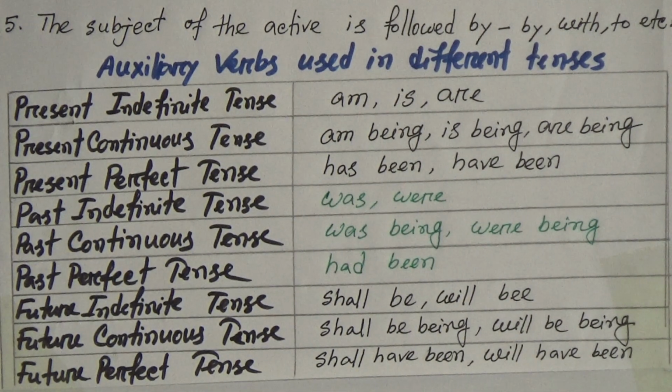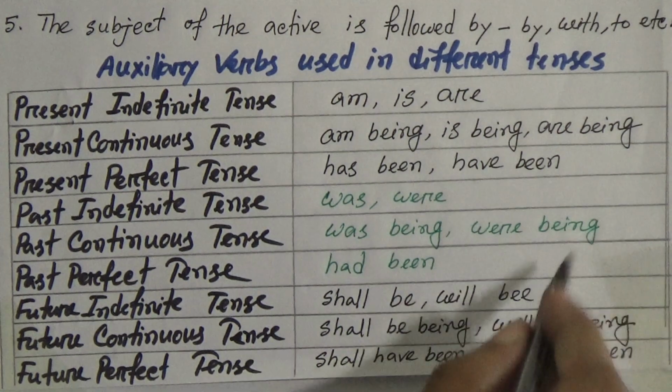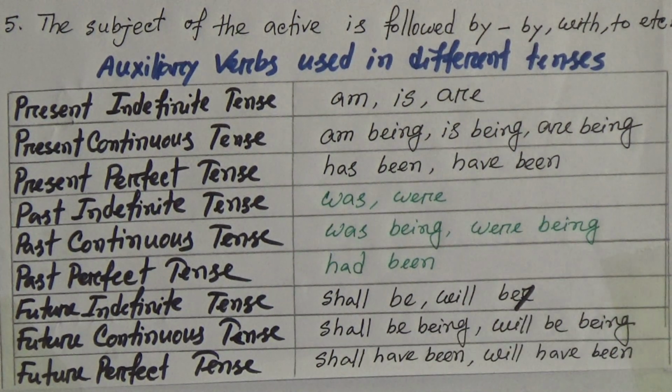Future continuous tense, shall be being, will be being, and in future perfect tense, shall have been, will have been. Students, there is no voice change of perfect continuous tense. That means present perfect continuous, past perfect continuous and future perfect continuous. In these three tenses there will be no voice change.